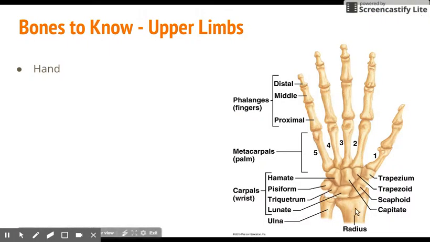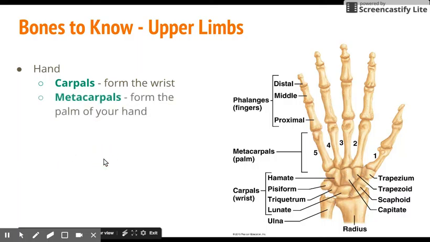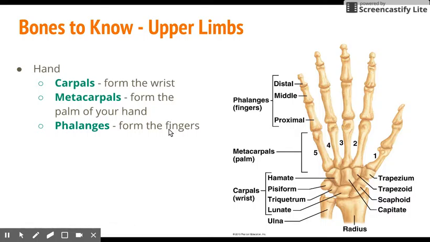Continue with the upper limbs, and I'm going to X out of my video here so that you can see all of the bones. Bones of the hand are going to be, there's carpals, which are going to form the wrist bones. The metacarpals are going to form the palm of your hand here. And then you have phalanges, which are going to form your fingers. You will not need to memorize all of the different carpals, metacarpals, and phalanges. You just need to know where the carpals, metacarpals, and phalanges are.